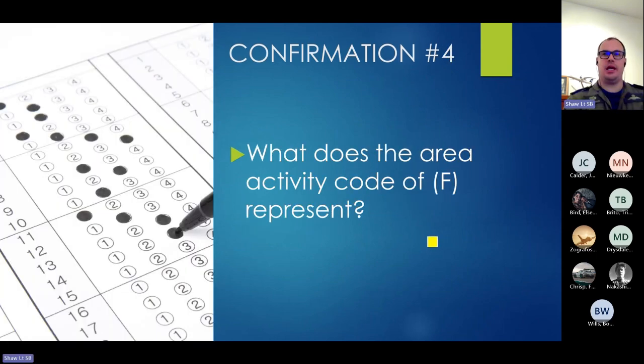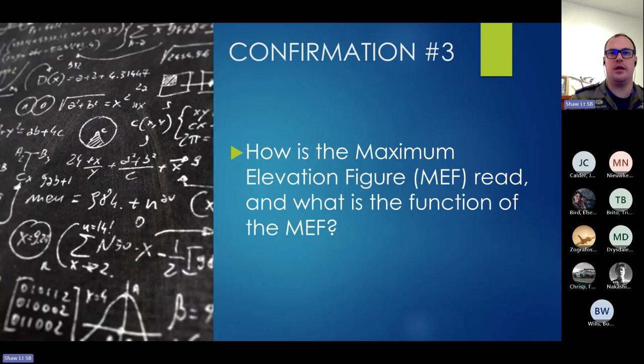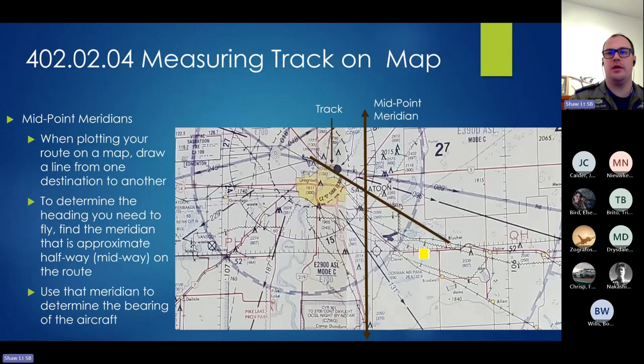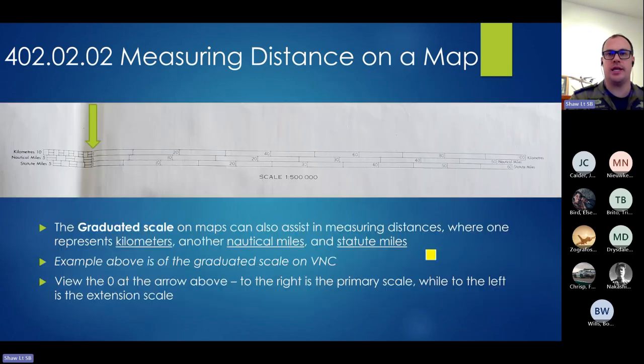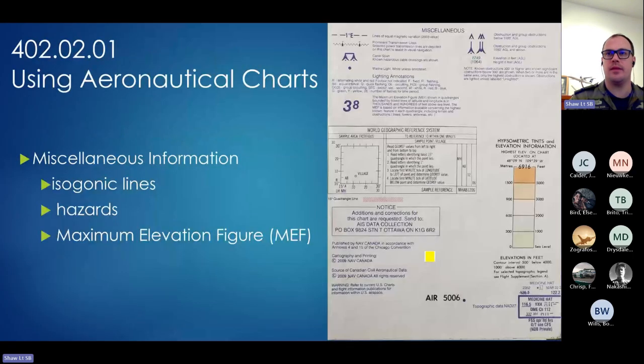What does the area activity code of F represent? Ooh, that's a good one. So remember, we see this on a test. Lots of times we're going to be provided with our VNC. So rather than taking a guess, just look at the map.